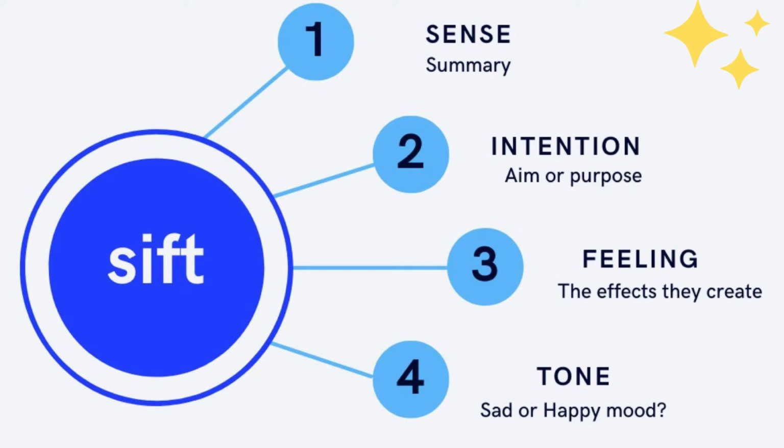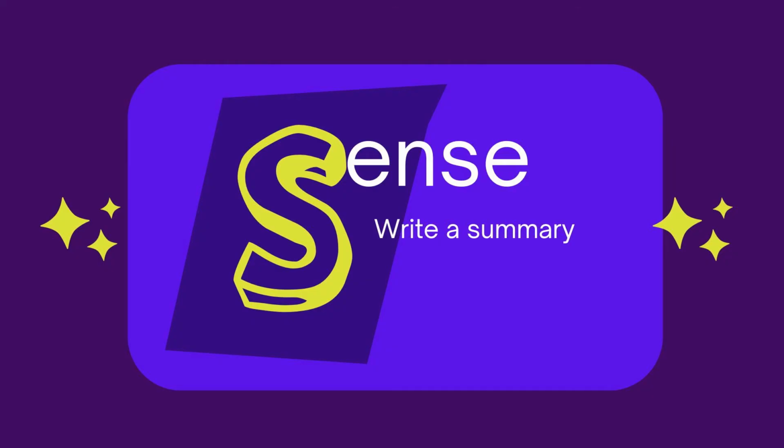Step 1 # sense. Firstly, write a summary of the written extract the teacher or examiner gives you. Sense represents the summary of the piece of work you are given. Why write a summary? Writing a summary is a way to show that you have understood the message behind it. You recap what's written, but you must use your own words. Don't use the exact words that are in the written piece of work or in the extract.